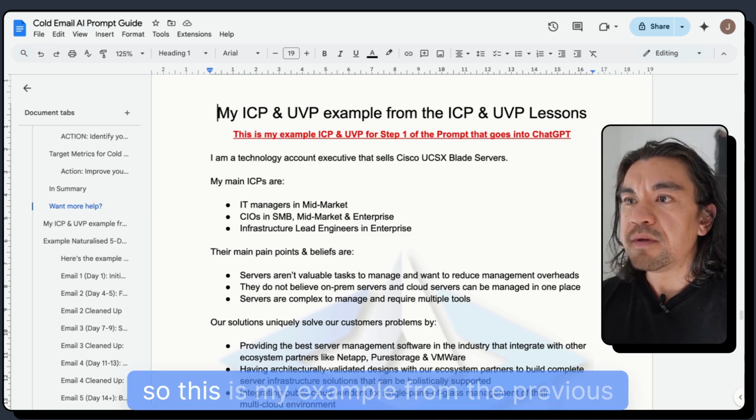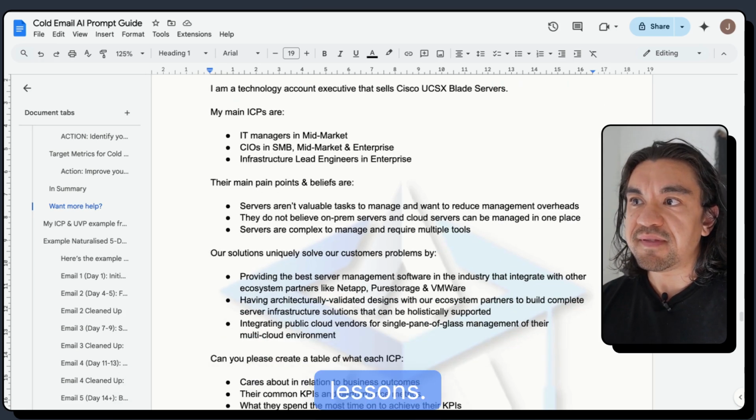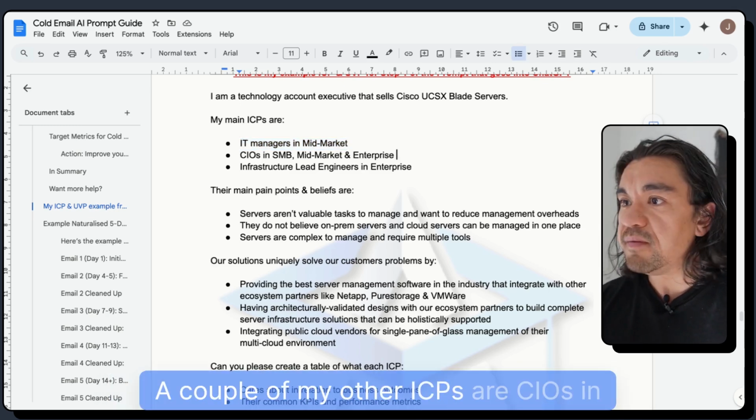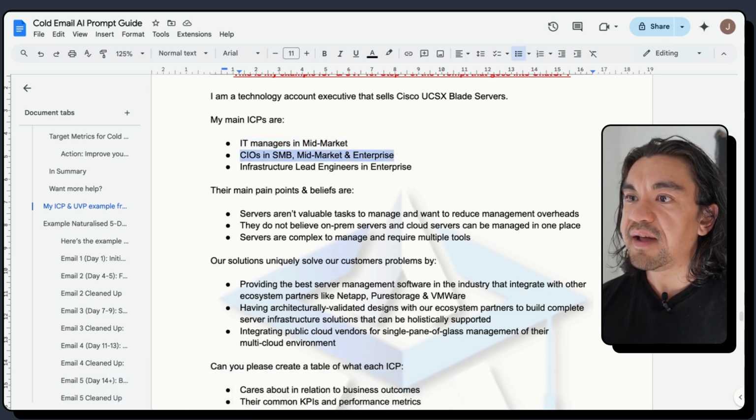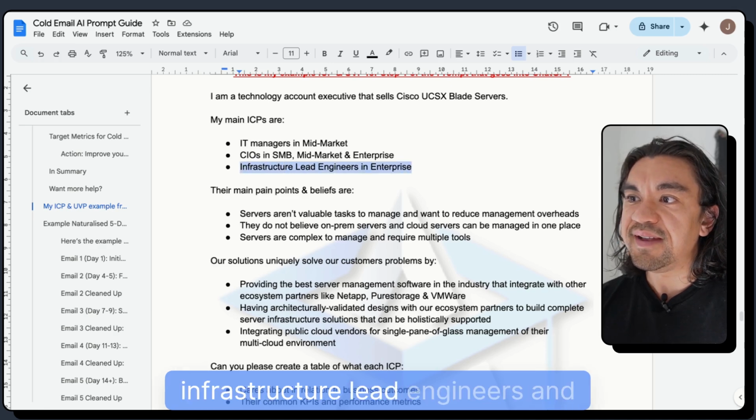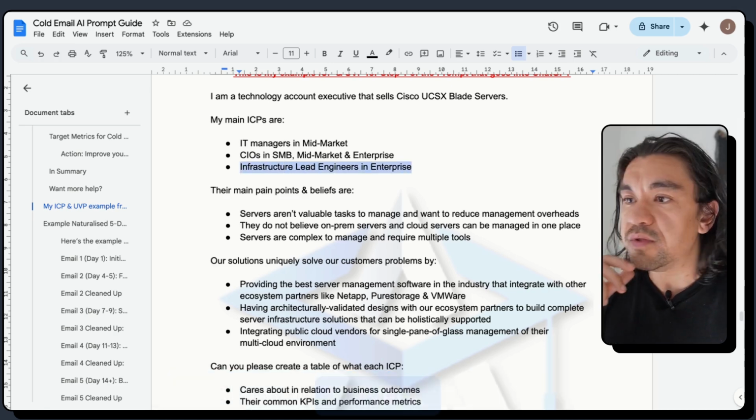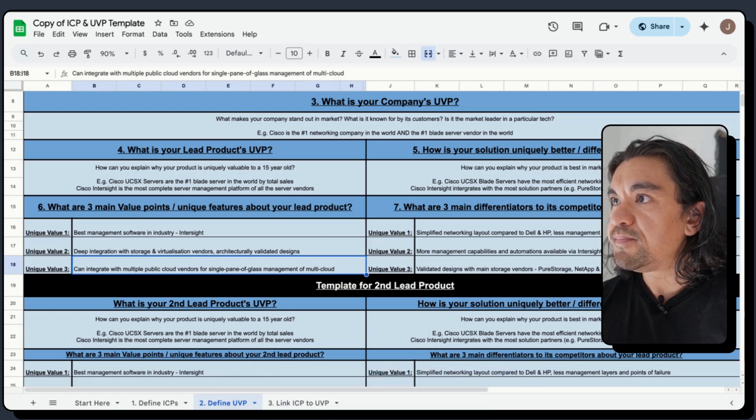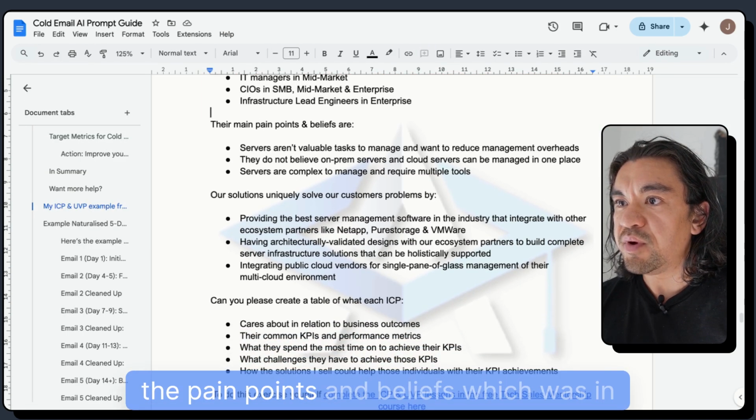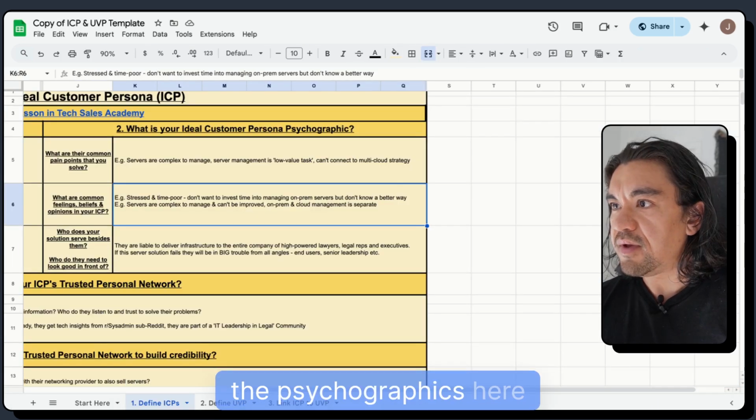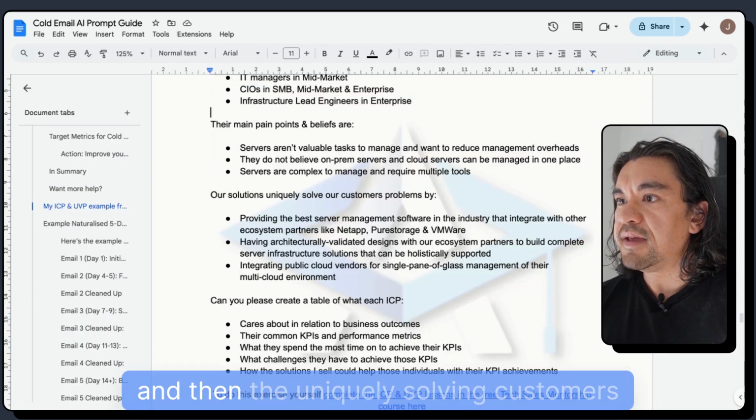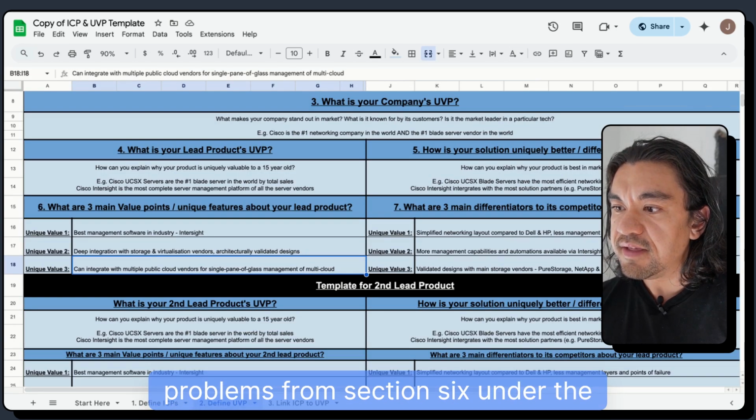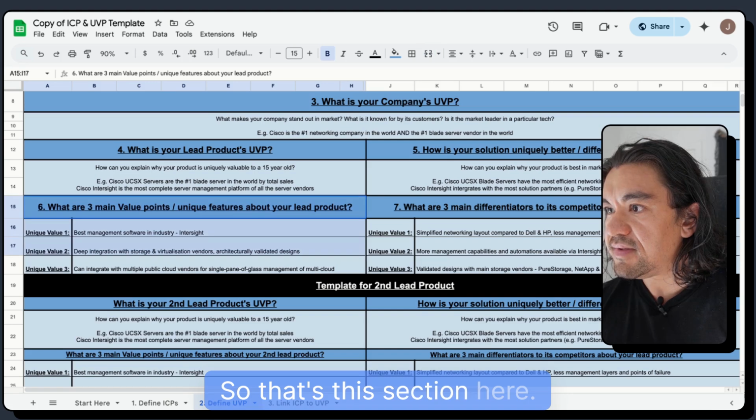Okay, so this is my example from the previous lessons. We have focused on the IT manager in mid-market. A couple of my other ICPs are CIOs in the SMB, mid-market and enterprise space, as well as infrastructure lead engineers in enterprise. That's who's usually dealing with servers. And then from the exercise, as mentioned before, I have put the pain points and beliefs, which was in the psychographics here, and then the uniquely solving customers' problems from section 6 under define UVP, so that's this section here.